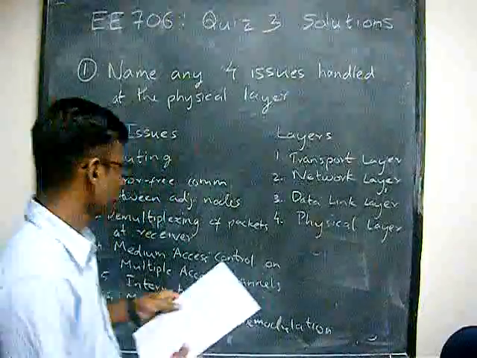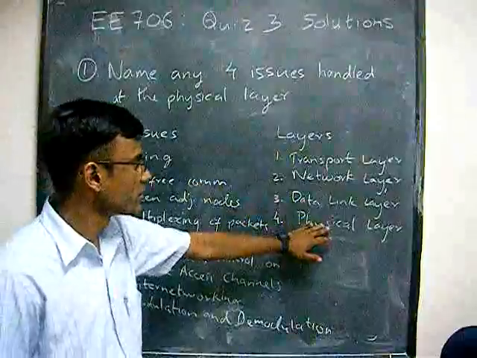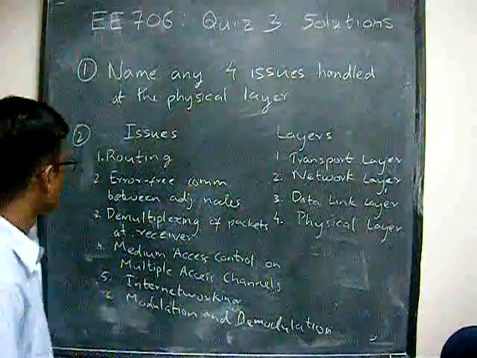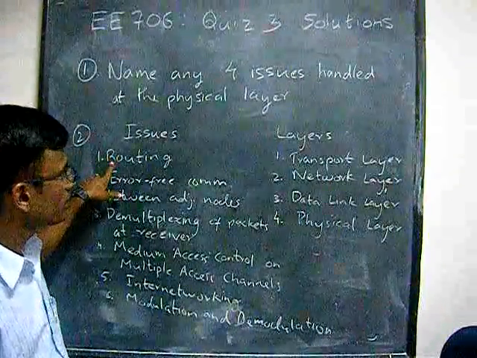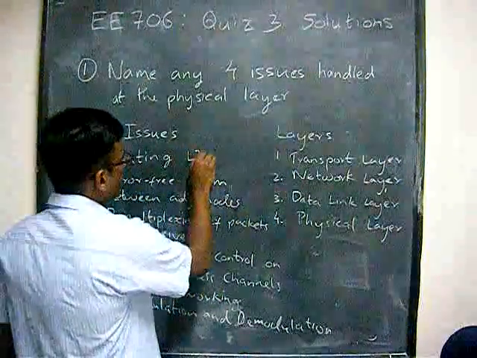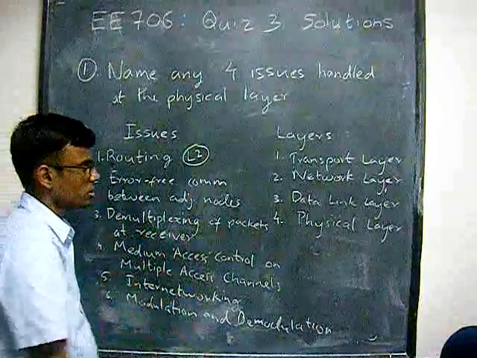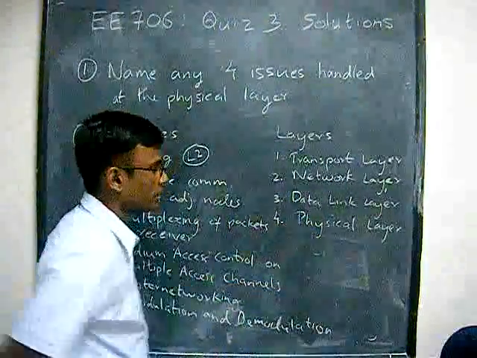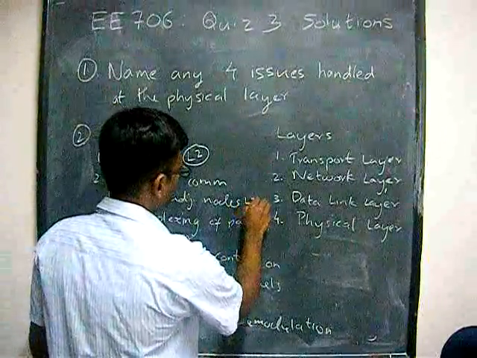So the next question was, I had a list of issues and a list of layers where those issues are handled, and I wanted you to match the issue to the layer. The first issue was routing, and in our discussion of layering, I explained that routing is handled at the network layer. So this was L2. The second one was error-free communication between adjacent nodes, and that is handled at the data link layer, because the data link layer will use CRC and ARQ to do it, and so that is L3.